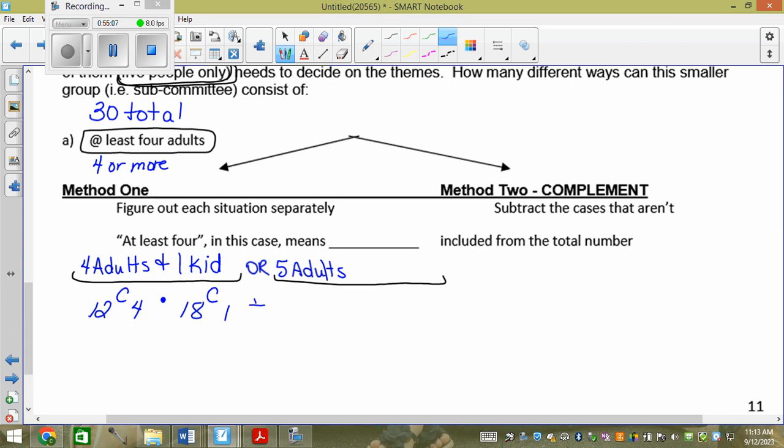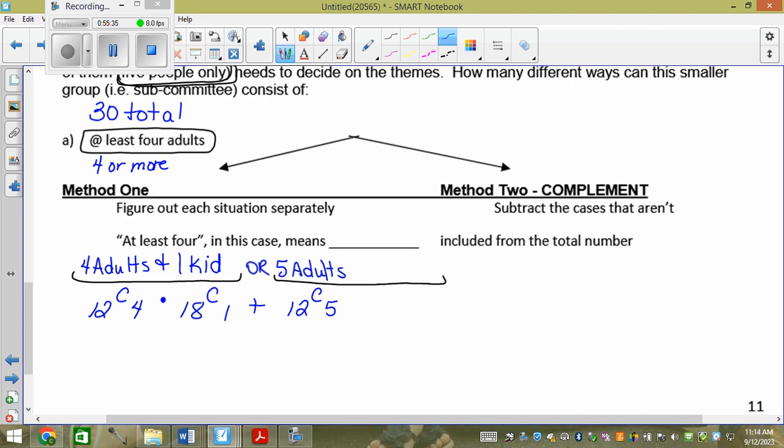Add. 5 adults, what do I do? 12C5. Couldn't you technically do, for the 4 kids, like, could you do 12C4 times 26C1? Nope, because then you're getting an adult. Yeah, but could you add the adults and the rest of the adults and kids, and then just get like a regular? No, because then you could get 5 adults, and that's this case. If you're using 26, you're chancing getting an adult here, which means that's a 5 adult one.